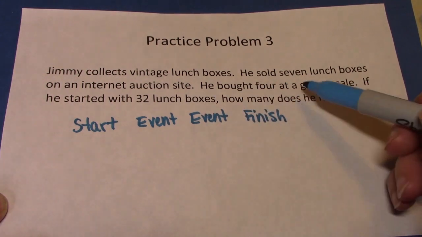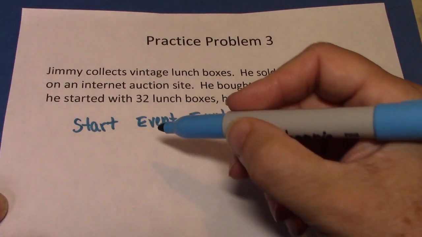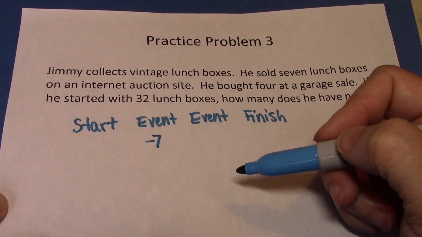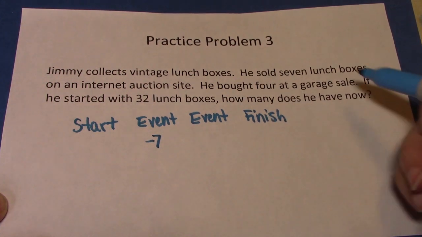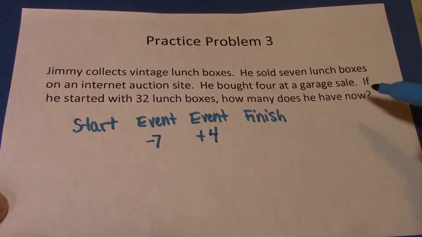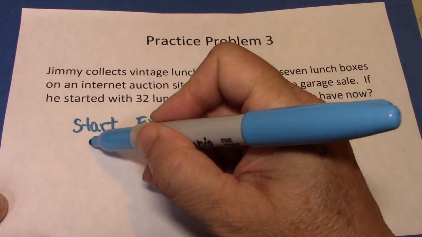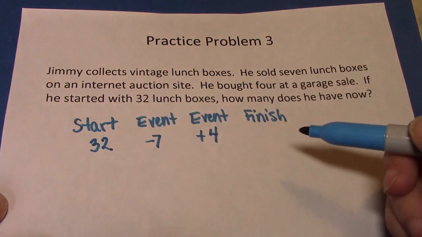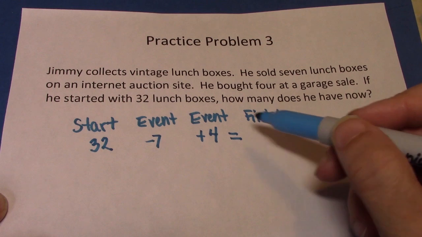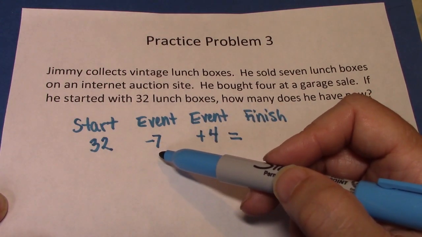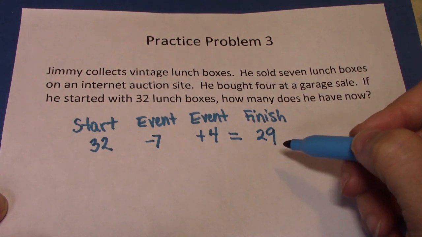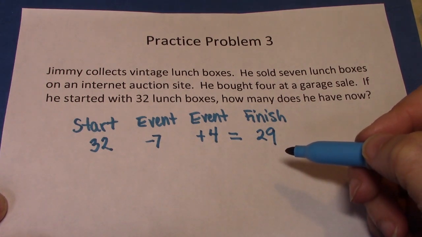So, he sold 7. That was an event. Selling them would be subtracting them. He bought 4. That's another event, plus 4. He started with, now they finally tell us the start, 32. How many does he have now? The finish. Okay, 32 minus 7 is 25, plus 4 is 29. So now he has 29 lunch boxes.